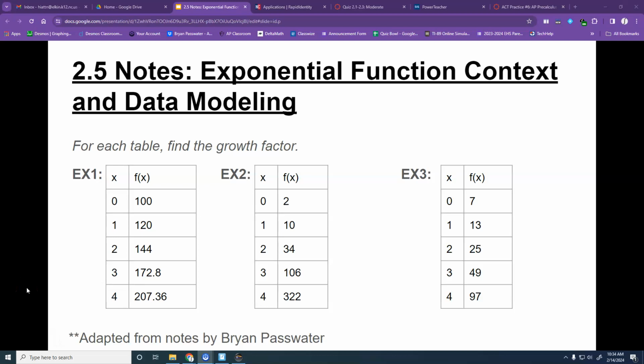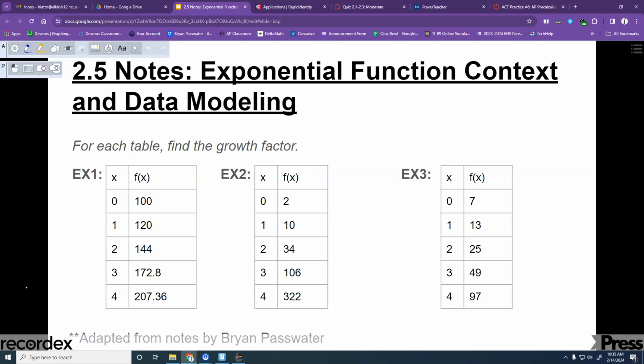Okay, so we have looked at tables quite a bit for exponential functions, and when we're looking for exponentials, we're looking for a number that we could multiply by that would give us the next number in the list, right? So if I look at example 1, it asks me for each one of these to find the growth factor. So in this case, what could I multiply by that would give me the next number here?